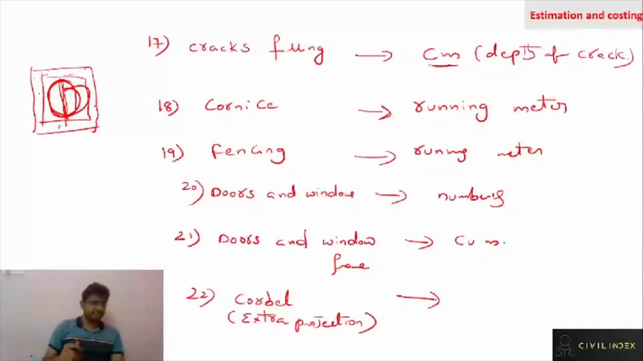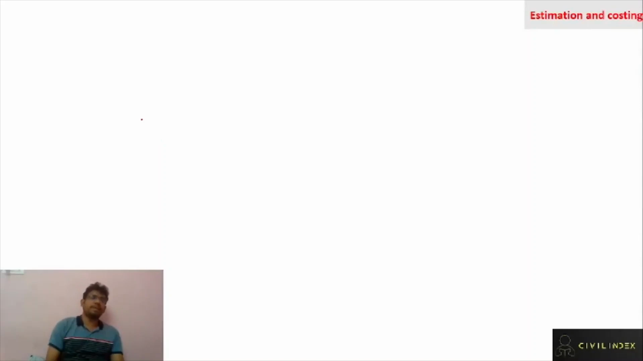Meter square. For corbel, what is the unit of measurement, guys? It will be meter square. For corbel, it is meter square. Next one is coping. Sorry, not copying, coping. Next one is coping.